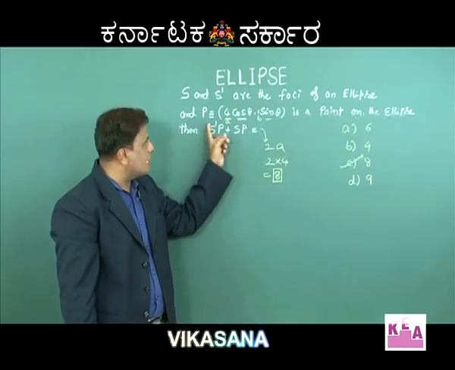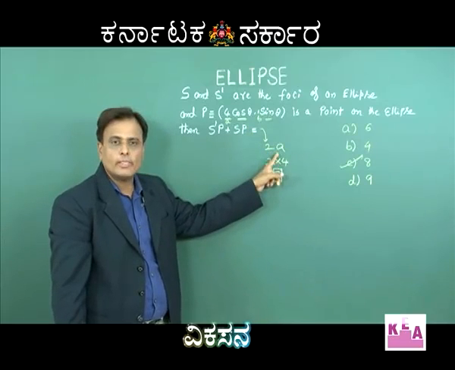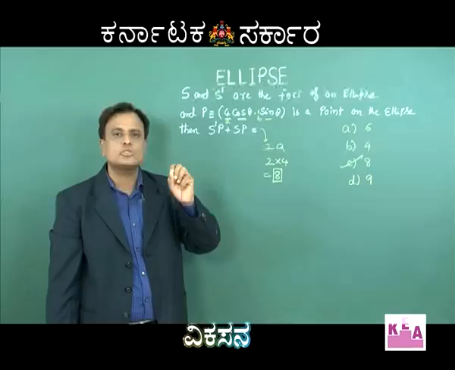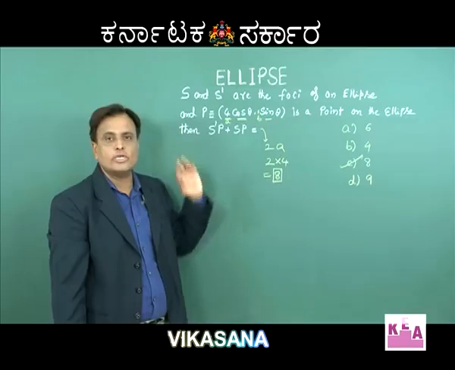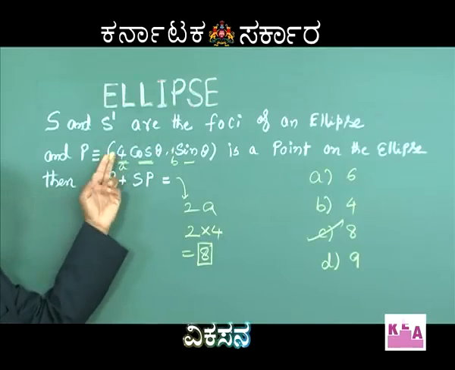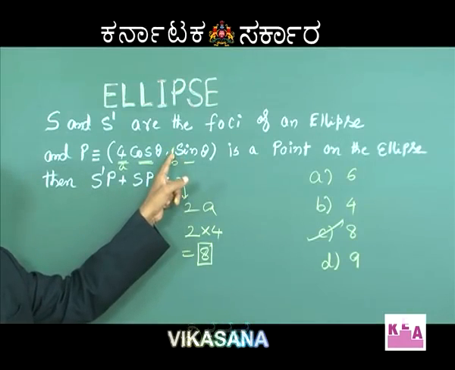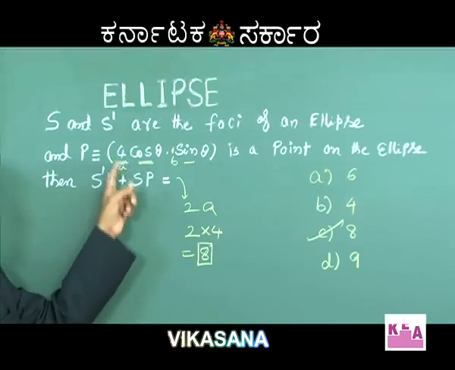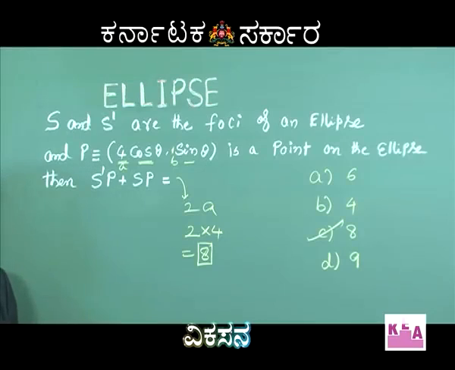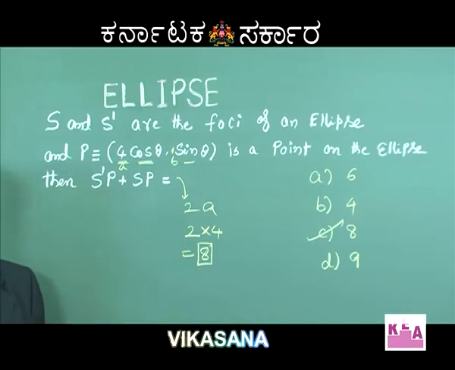To complete this, S dash P plus SP is nothing but the sum of the focal distances, which is equal to 2a. To complete this example, we strictly depend on the value of a. How will you get the value of a? Just observe the coordinates of the given point. The x coordinate is x is equal to a cos theta, the y coordinate is y is equal to b sin theta, where b is equal to 1. There is no need of the b value in this example. So a is equal to 4, and 2 into 4 is equal to 8. Therefore, the sum of the focal distances in this question is 8. Option C is the right option.